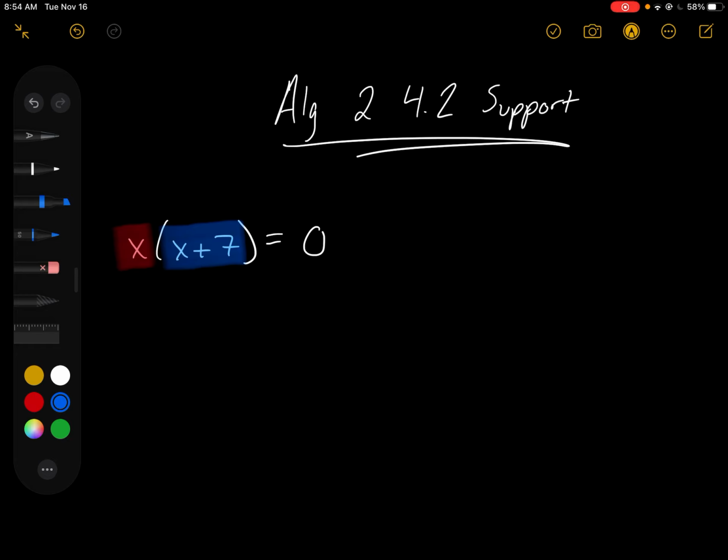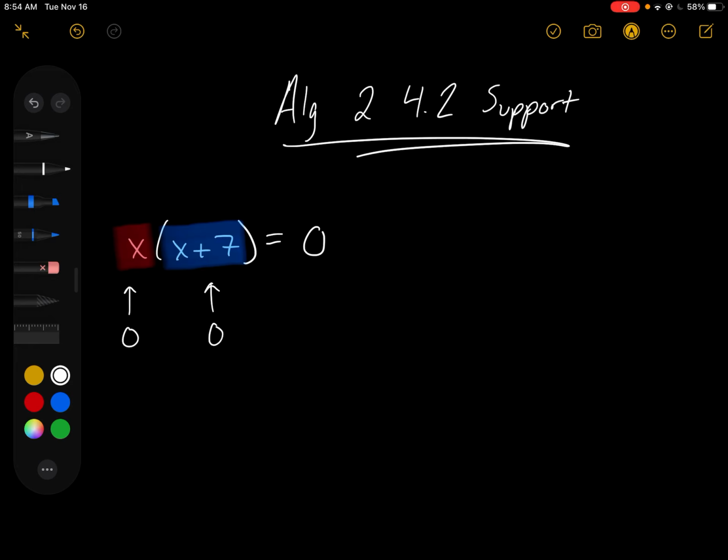If you multiply anything times 0, it equals 0. So what that means is this can equal 0 or this could equal 0. And if either of those things are 0, then the whole thing has to be 0. They can also both be 0, but as long as at least one of them is, we're good.